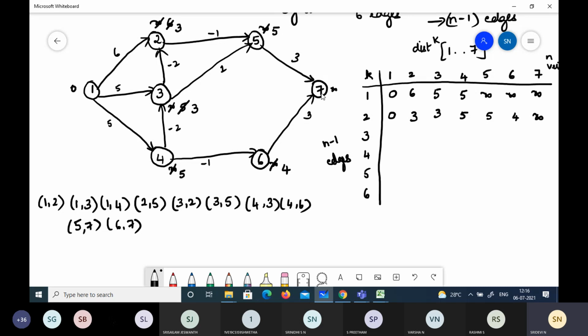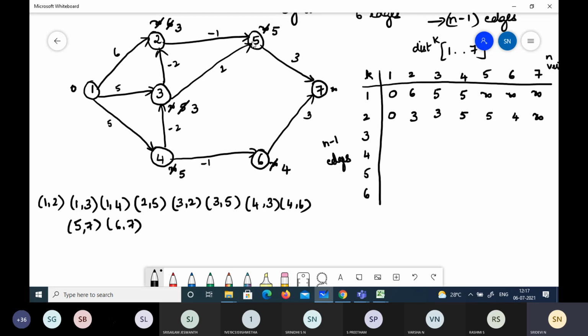Now it is clearly visible that 7 is also reachable with 3 edges. Now let's find out the shortest path. So for 1 to 2, 0 plus 6 is the only path available. Later it will change. Right now it is 6, and the existing value is 3. Whichever is smaller, 3 is smaller, so we will keep it as it is. Now 1 to 3: 0 plus 5, here it is 3, so we keep it as it is. 1 to 4: 0 plus 5 and this is also 5, so we keep it as it is.